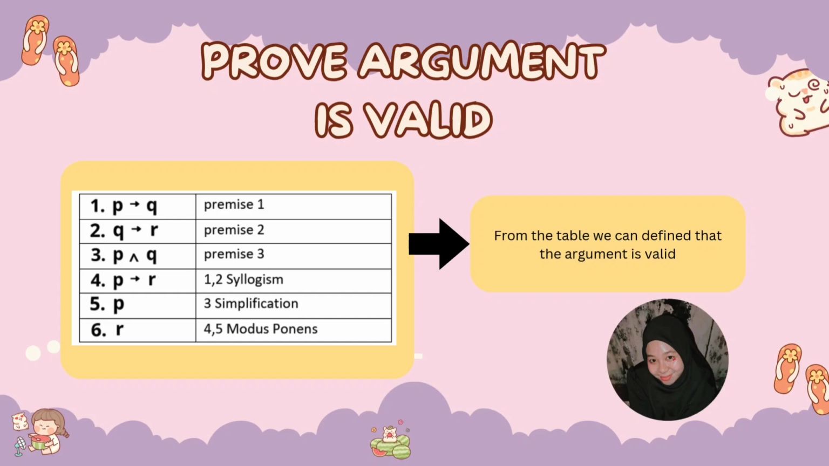Number 4. By using syllogism with premises 1 and 2, it will be P implies R. Number 5. By using simplification with premise 3, it will be P. Number 6. Finally, by using modus ponens with steps 4 and 5, it will be R. This step-by-step reasoning confirms that the argument is valid. By following logical rules like syllogism, simplification, and modus ponens, we ensure a sound and clear reasoning process.